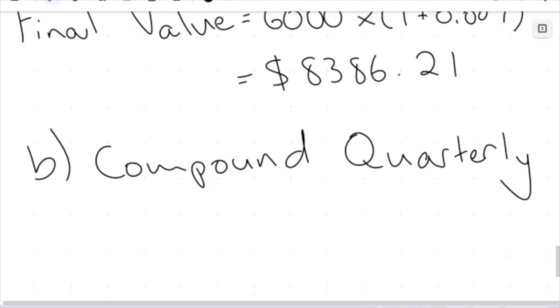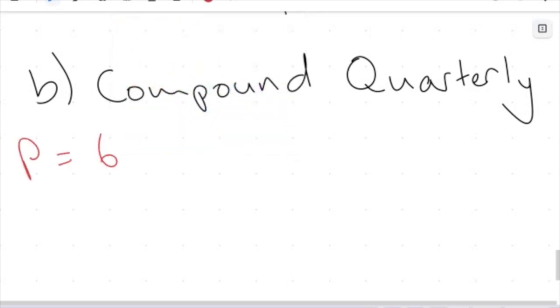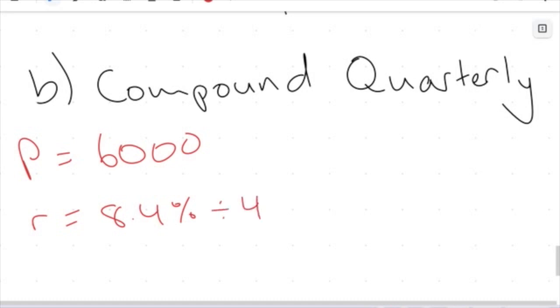How would that change? Well, remember my principal stays the same. My principal is 6,000. My rate now, so this is compounding quarterly, 4 times. Remember when I have a quarter, I'm splitting something into 4 equal bits. My rate is going to be my 8.4%, and it's going to be quarterly. So I'm going to divide this by 4. So my new rate is going to be, let's write it in a decimal, 0.021.